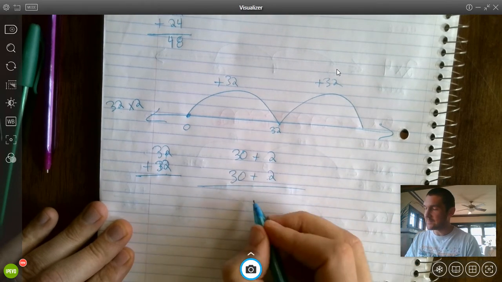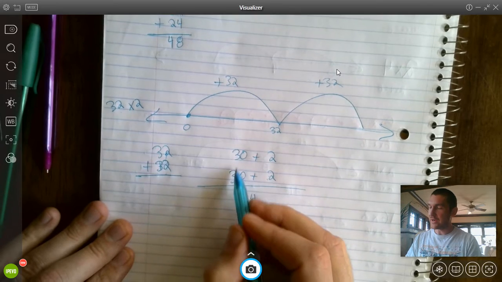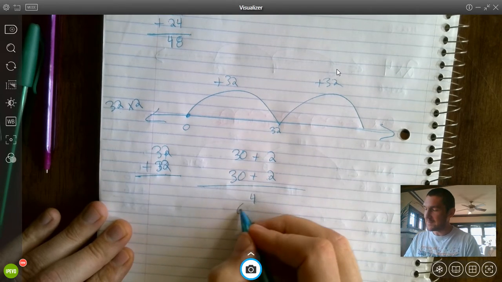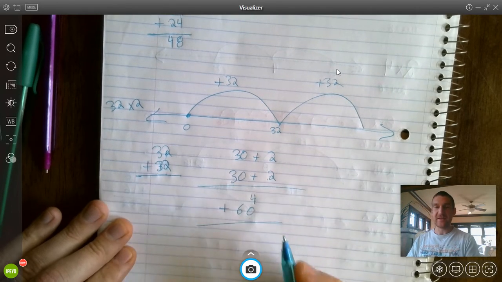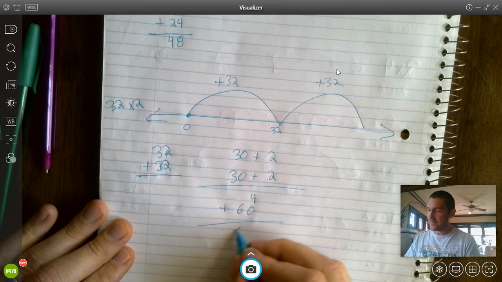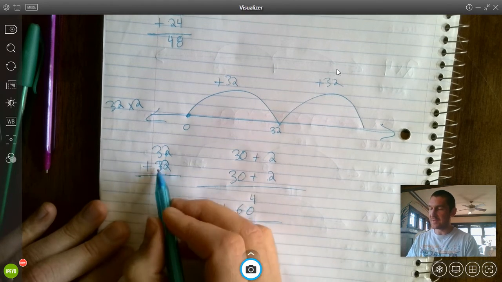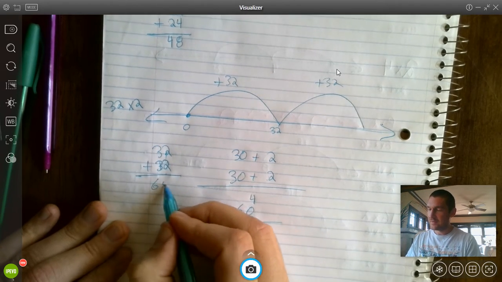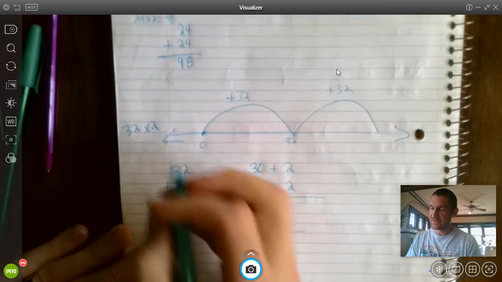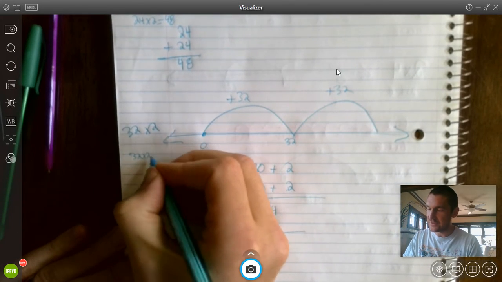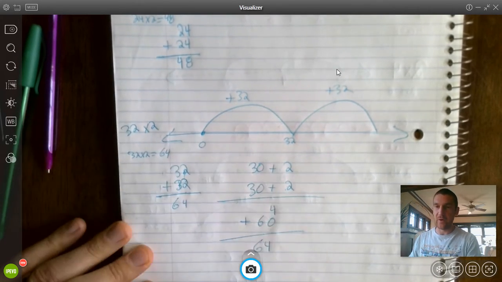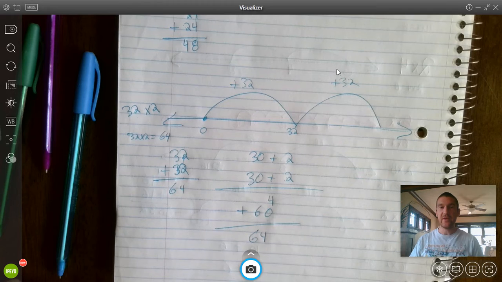2 and 2, that gives me 4. 30 and 30, that gives me 60. So if I had 60 plus 4, we get 64. It should be the same thing here. 64. So 32 times 2 equals 64. Okay? All right. So that's a little explanation of how we can use skip counting and number lines to help us solve multiplication problems.